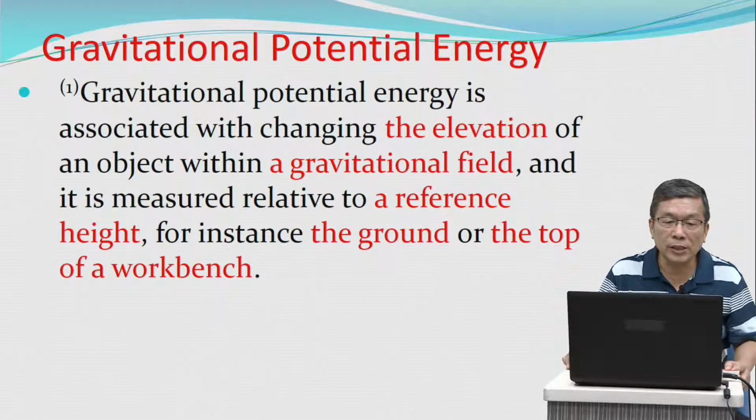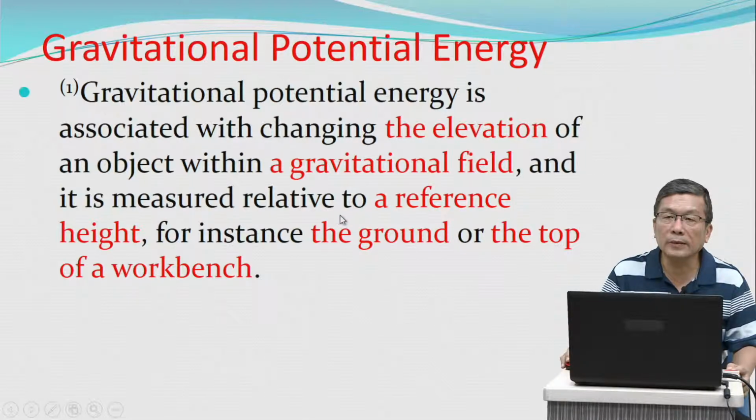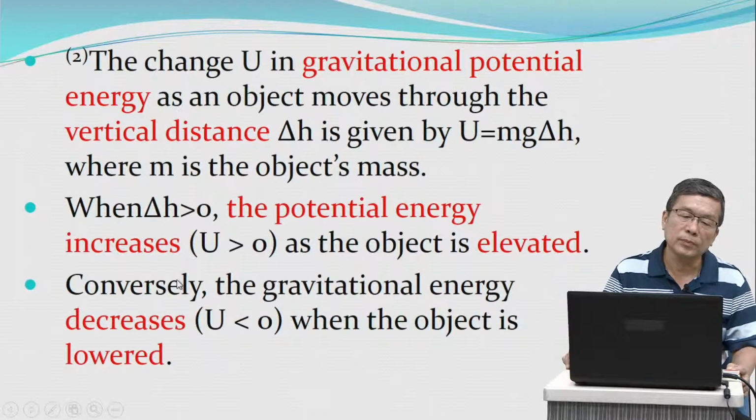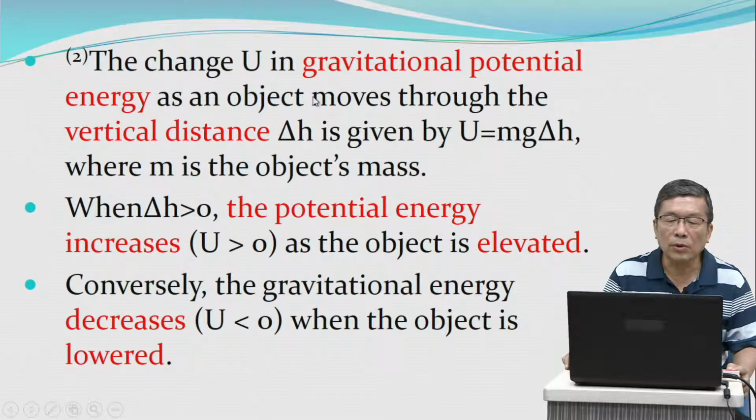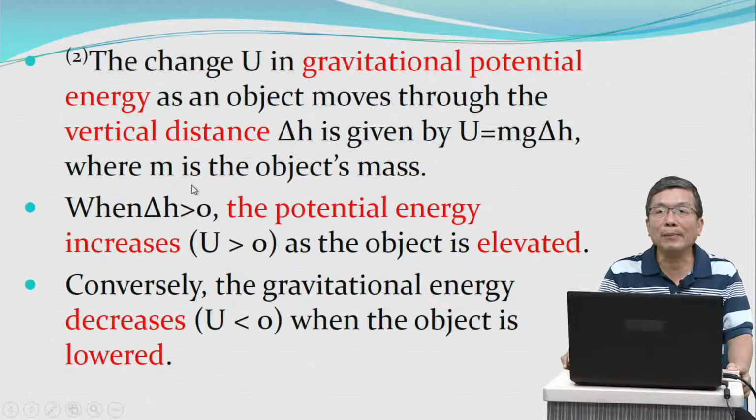Gravitational potential energy is associated with changing the elevation of an object within a gravitational field, and it is measured relative to a reference height, for instance, the ground or the top of the workbench. The change U in gravitational potential energy as an object moves through the vertical distance delta H is given by U equals mg delta H, where m is the object mass.